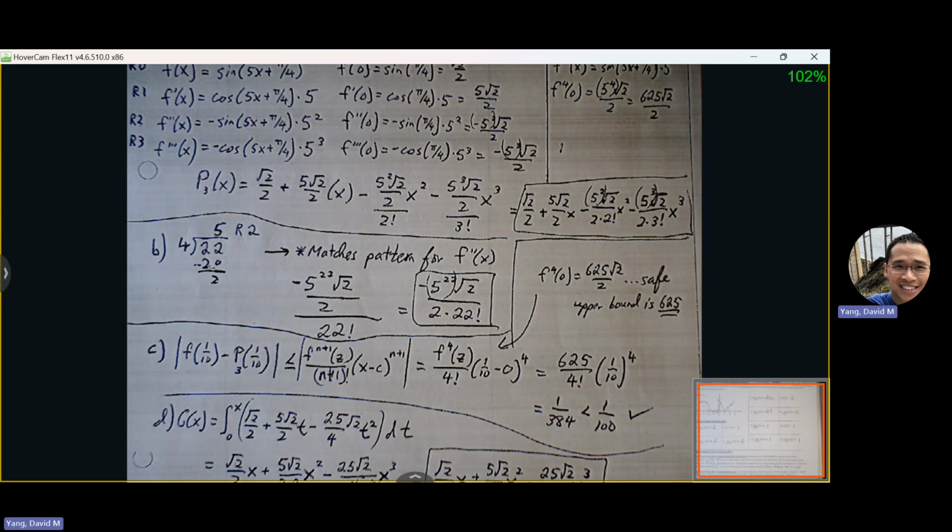Part D, it just wants you to take the antiderivative of what you've built for part A.